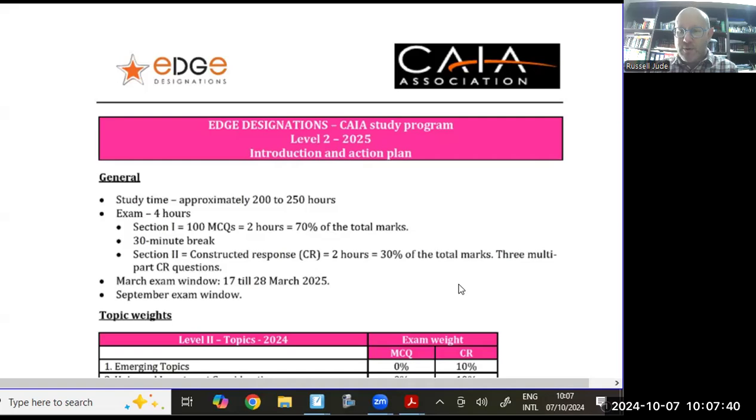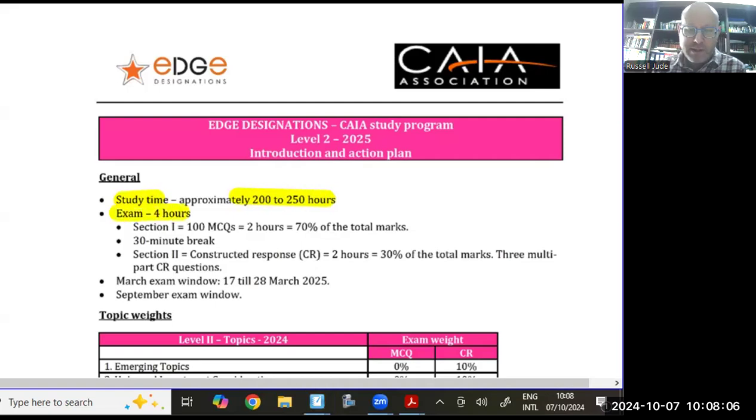Let's get going first and foremost, and let's have a look at what is involved in the CAIA Level 2 syllabus. Just like they say for CAIA Level 1, CAIA Level 2 study time is approximately anywhere between 200 to 250 hours. But again, that's going to completely depend on your level of experience with alternative investments. The exam itself, let's take a look.